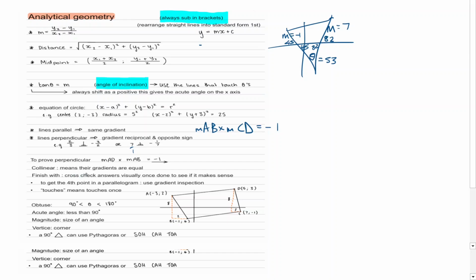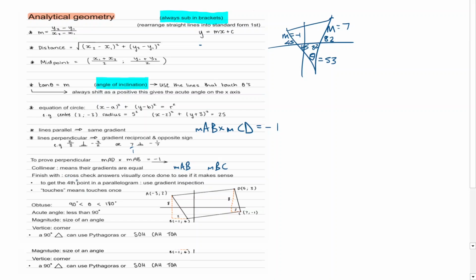Collinear, you see that coming up from time to time. It just means that the gradients are equal, and so you'll try work out the gradient of AB, you'll try work out the gradient of BC, and you'll see if they're equal, they're collinear. If they're not, then they're not.